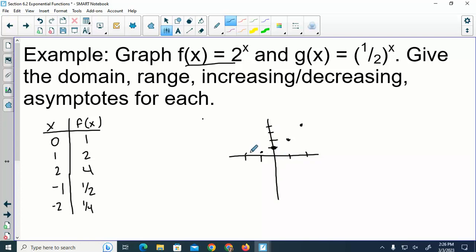No. What's happening is this is just increasing, pretty quickly. Right here, the x-axis is kind of like a horizontal asymptote. We're getting close to it. We're not actually crossing that line.